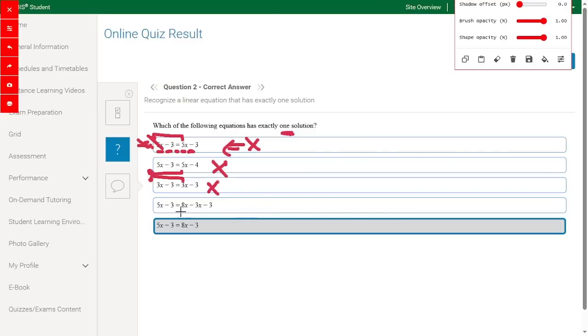5x minus 3 equals 8x minus 3x. 8x minus 3x equals 5x, and 5x will go to the other side with minus 5x plus 5x, so it will be 0. So this is not a solution. This one, we have 5x minus 3 equals 8x minus 3. 5x will go to the other side with minus 5x, so I will get 3x, and minus 3x will go to the other side, plus 3 minus 3 equals 0, so x will be equal to 0. So this is the only equation that has one solution.